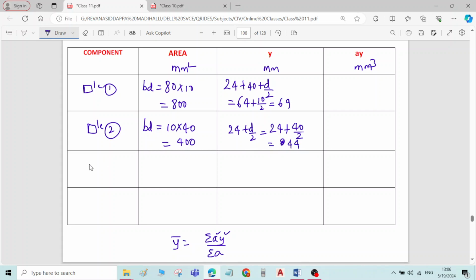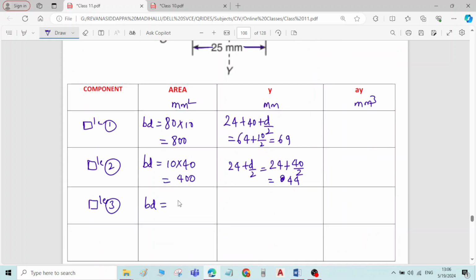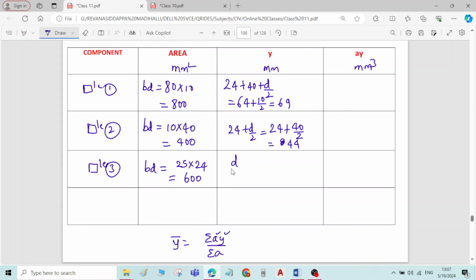Then for rectangle 3, area is B into D. Width of rectangle 3 is 25 mm. Depth is 24. 25 into 24, we'll get the answer as 600 only. Then y for rectangle 3 means distance of G3 from x-axis. It is directly d by 2.